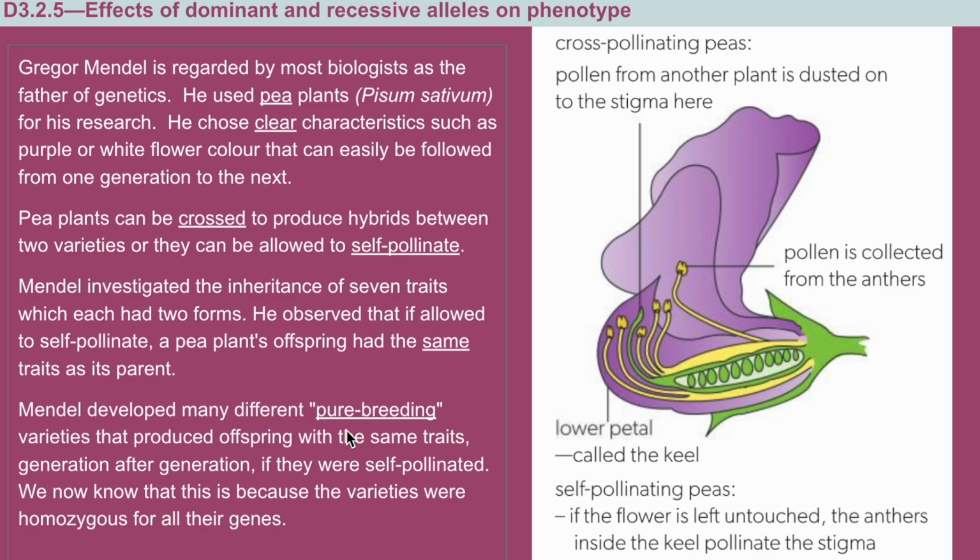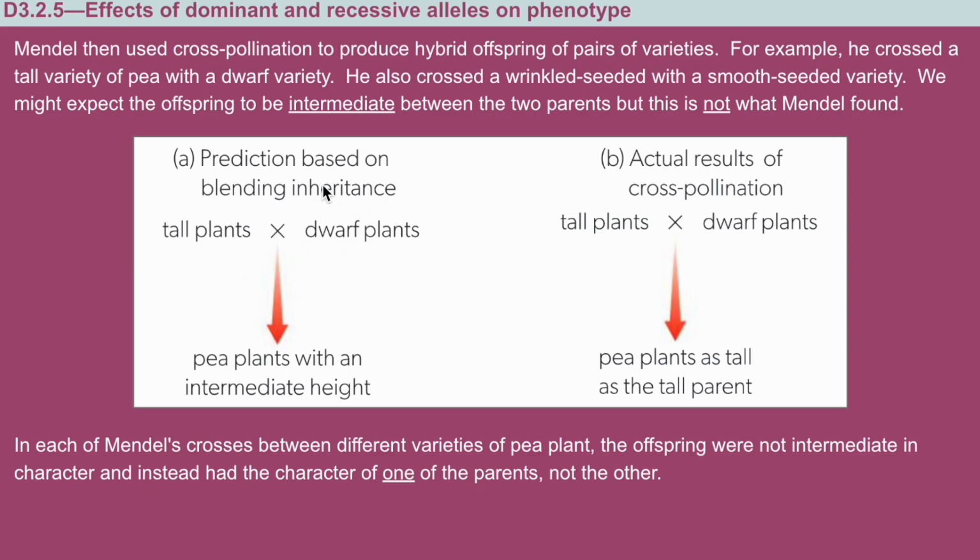Okay, and he started by developing pure breeding varieties that always produced offspring with the same traits, and therefore those were the homozygous individuals. Now, one might think that if Mendel was to cross a tall pea plant with a dwarf pea plant, you might end up with a pea plant with an intermediate height. However, height in pea plants is controlled by just 2 different alleles, and so the actual result that Mendel discovered was that tall plants crossed with dwarf plants gave an F1 generation of all tall plants, no intermediates.